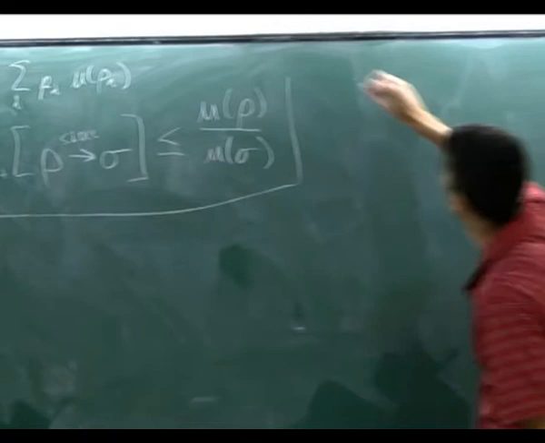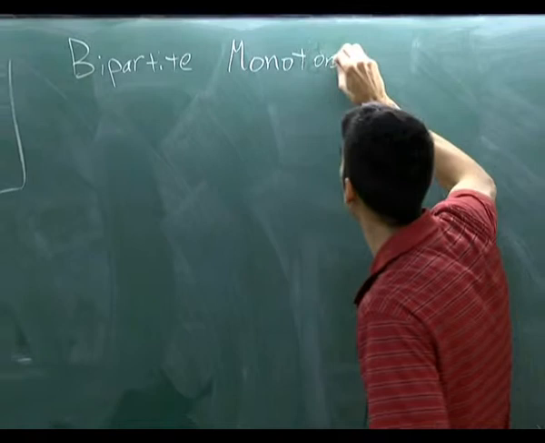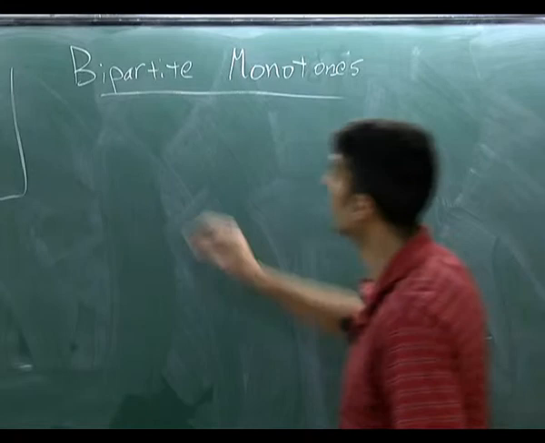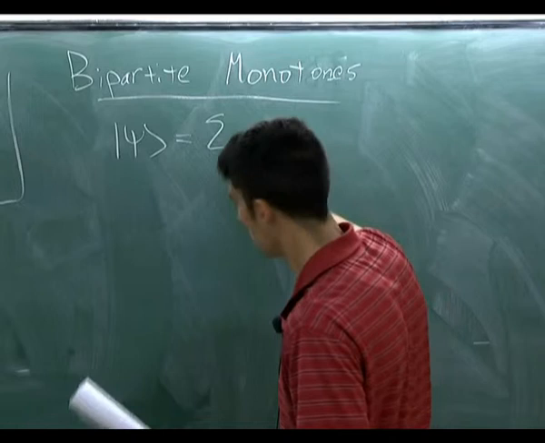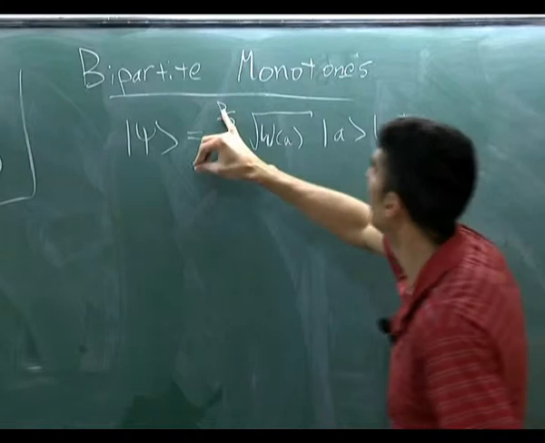OK. So bipartite monotones. OK. And so the starting point is to consider the Schmidt decomposition, sum over a equals 1 to d of the square root of w_a, |a>|a>. So we consider a d by d system here.